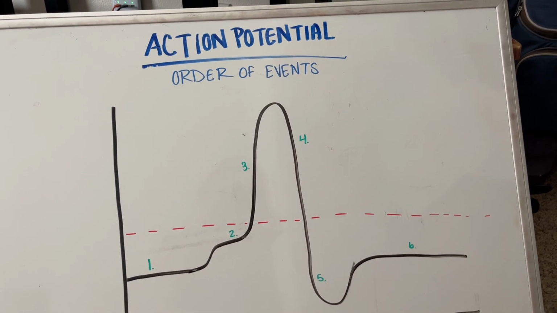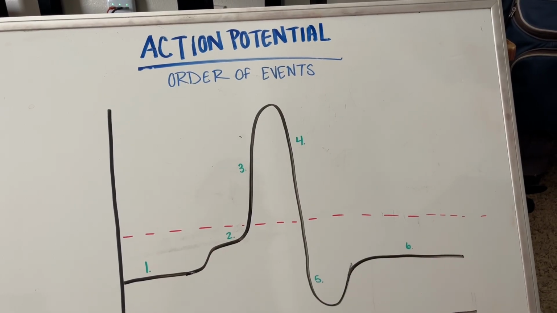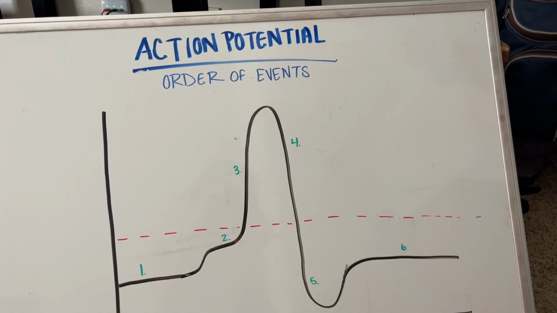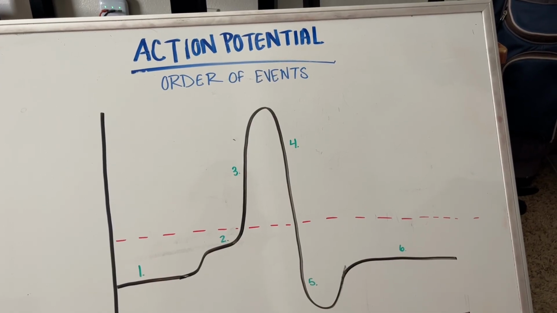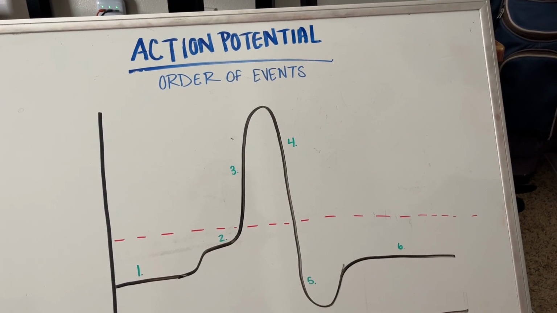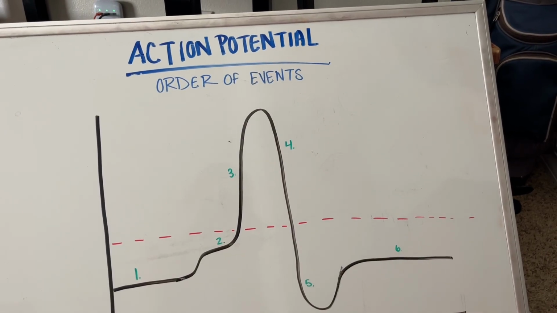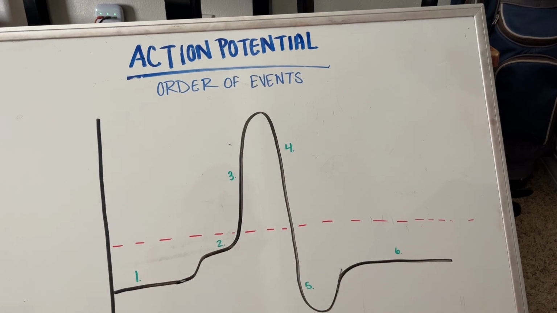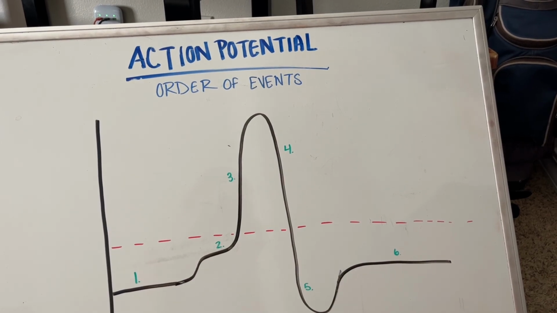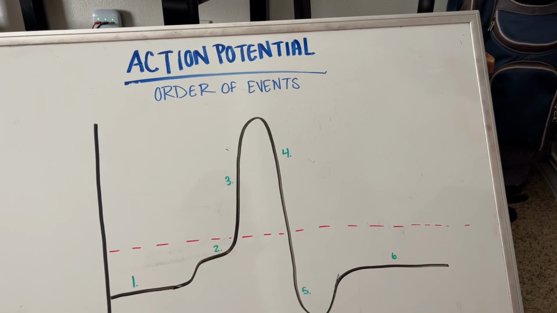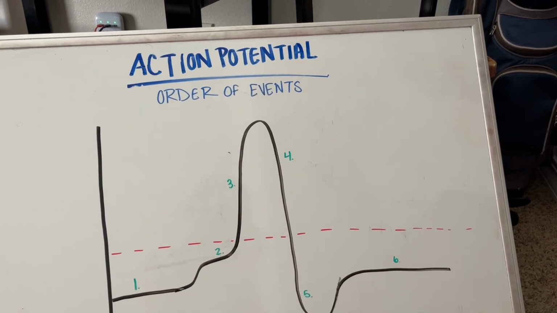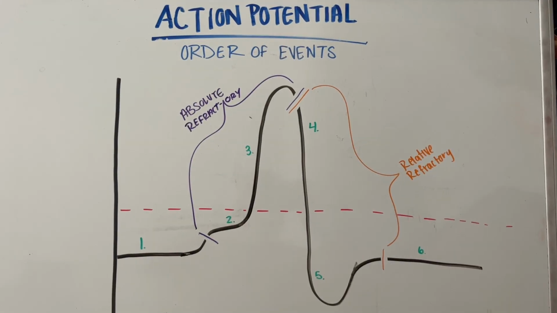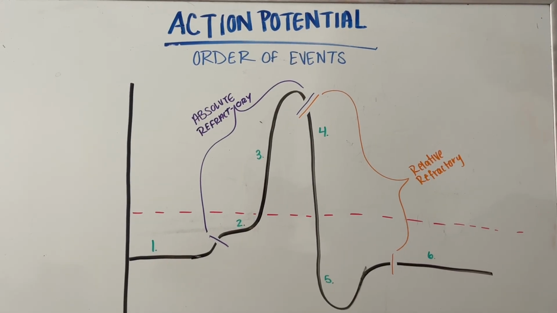Step 5 is after the repolarization. We're going to go to what we call hyperpolarization, or an undershoot. This is when your voltage-gated potassium channels remain open for a brief period, even after the membrane potential has returned to the resting level. During this time, the increased potassium permeability drives the membrane potential closer to the equilibrium potential for potassium, resulting in a transient hyperpolarization, making the membrane potential more negative than the resting potential. The last thing is returning to the resting membrane potential.